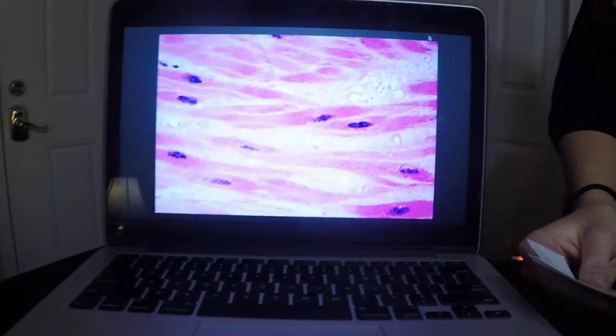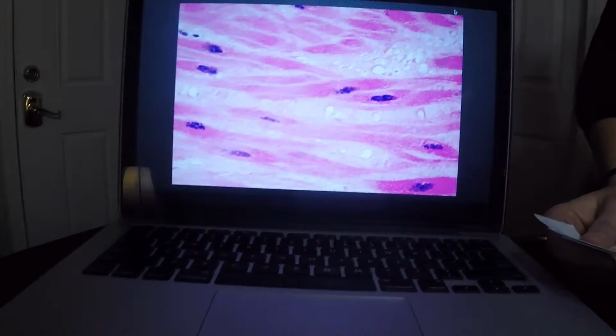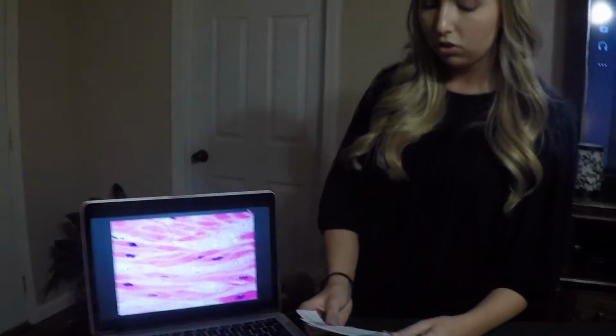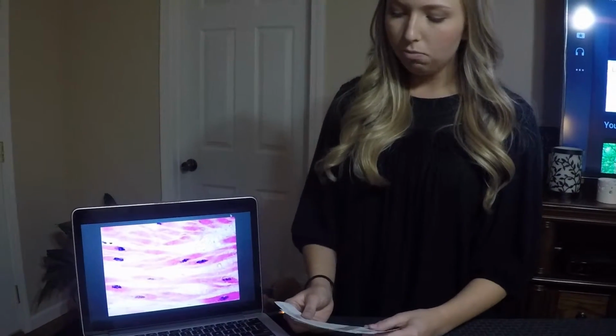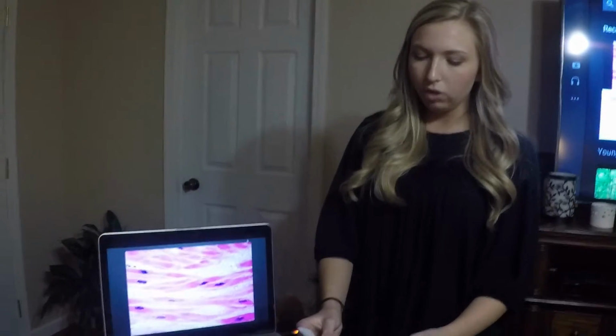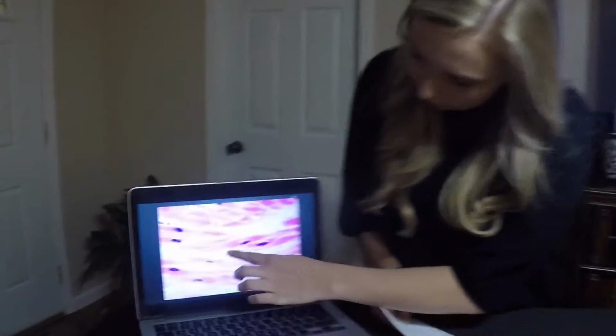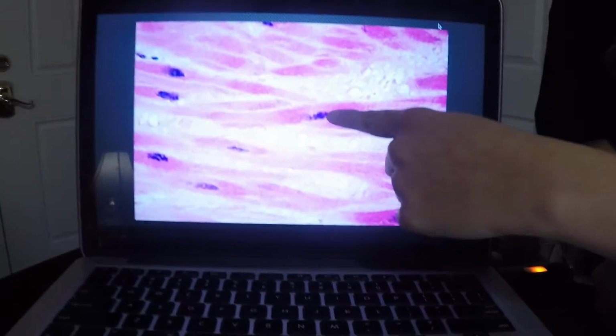This is what the smooth muscle looks like. This particular type of muscle is the only one that is not striated. The cells in the smooth muscle are uninucleate, meaning there is only one nucleus in them. The smooth muscle is also spindle-shaped, so it has a point on each end. These are the points on the ends, and then that's the nucleus.